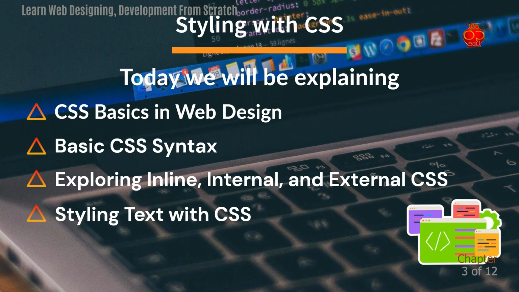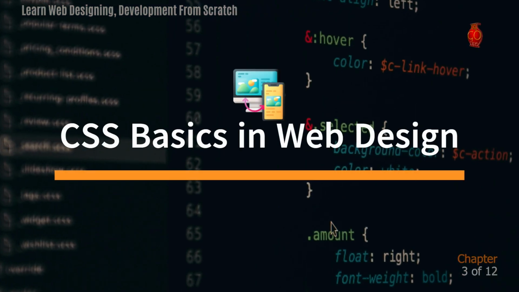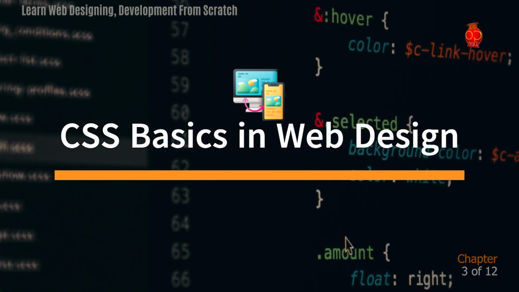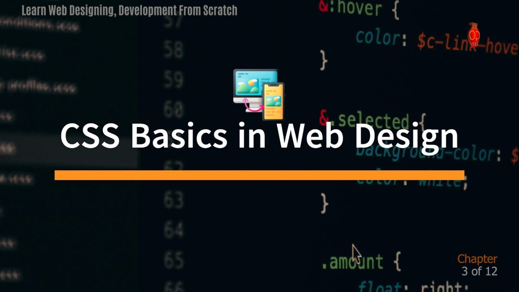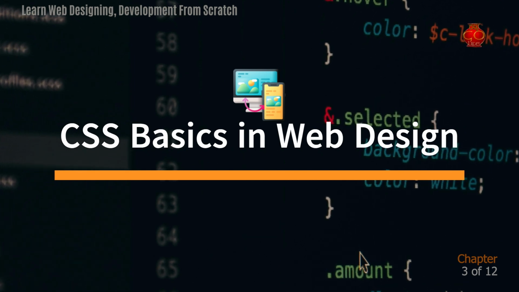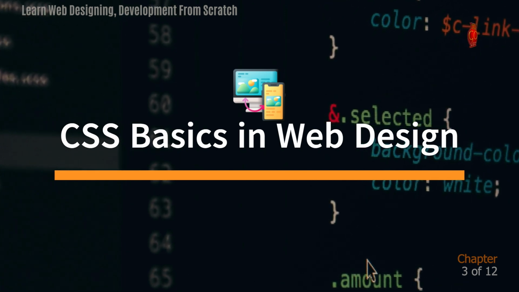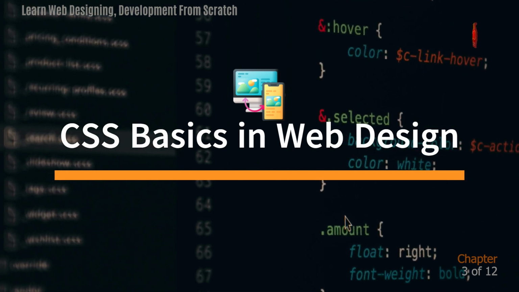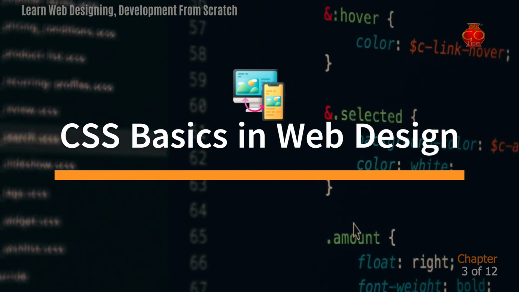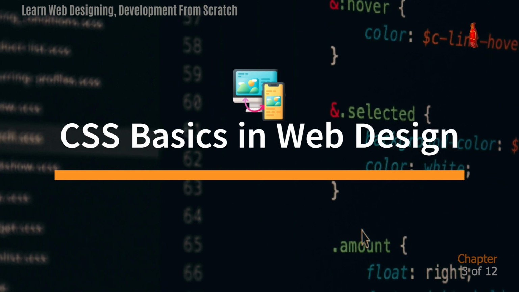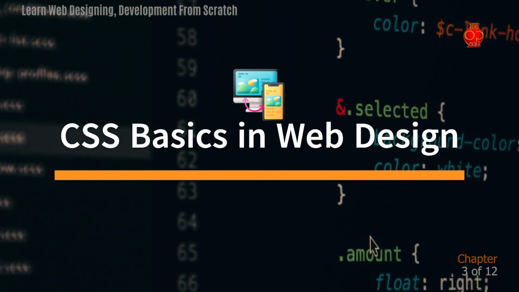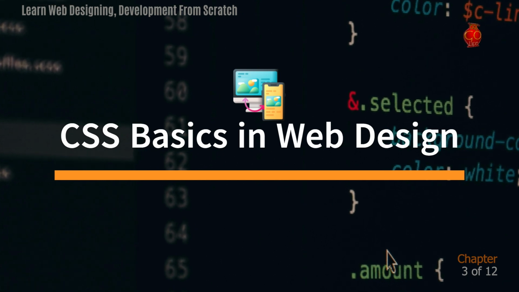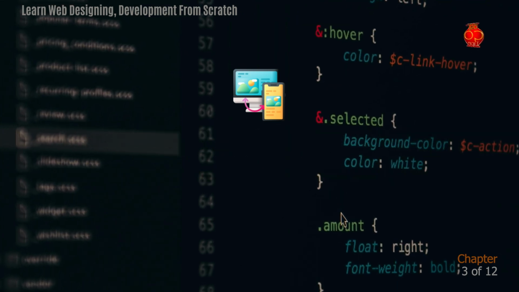Let's get started. To understand web design fully, we need to dive into CSS, cascading style sheets. CSS is what adds style and flair to your web pages, transforming basic HTML structures into visually engaging designs. In this section, we'll explore how CSS controls colors, fonts, layouts, and more, making your websites not only functional, but also visually appealing. Let's see how CSS can enhance your web design projects.